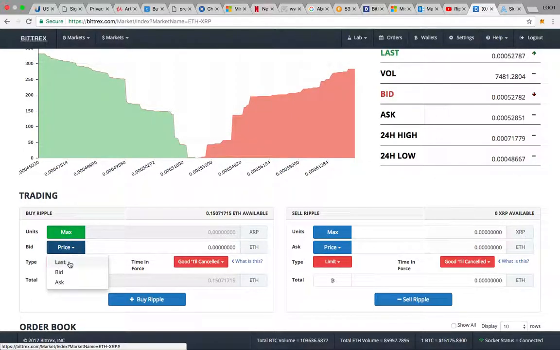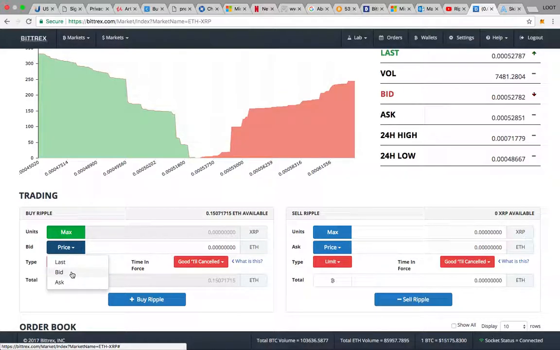Price. So when you go to price, as far as how much you actually want to spend on your Ripple, remember, when it comes to these blockchain transactions, don't forget that you're actually transacting peer-to-peer. You're transacting to somebody else directly. So you're going to see you have your bid, you have your ask, and then you have your last. Your last is essentially what the last transaction went for, the last time somebody spent Ethereum for Ripple.